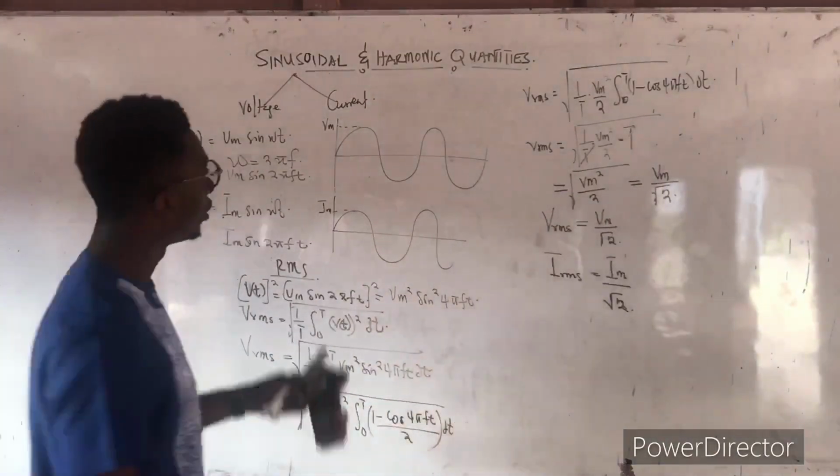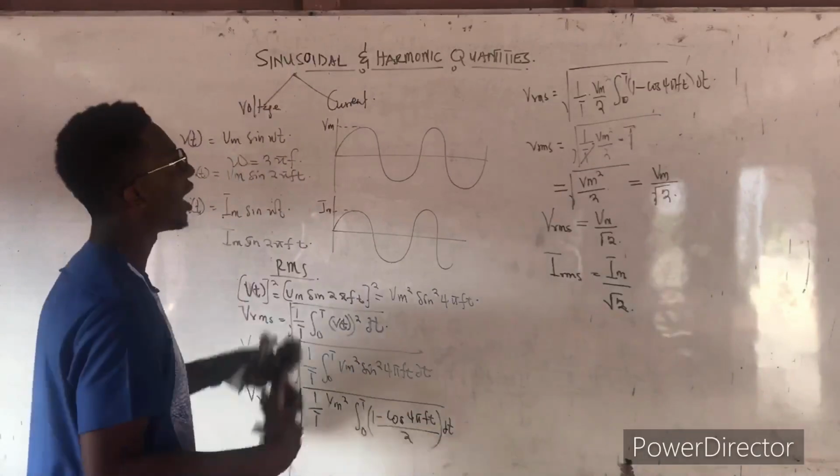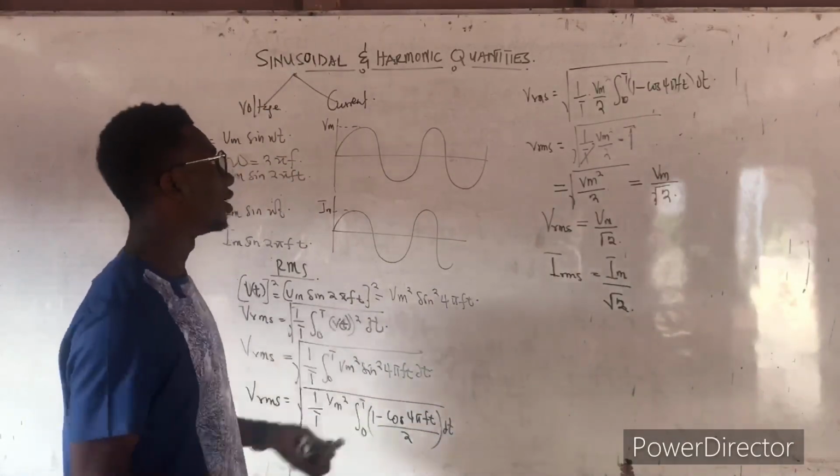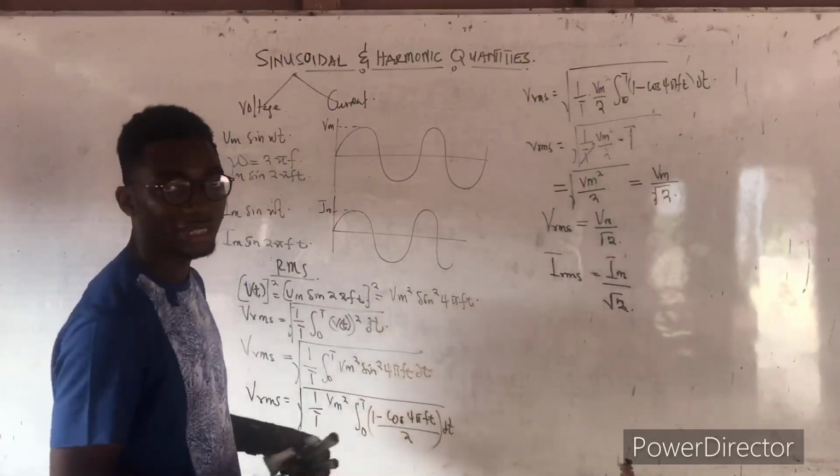Okay, let's now look at how you can find the RMS values for a harmonic quantity. And what is a harmonic quantity?